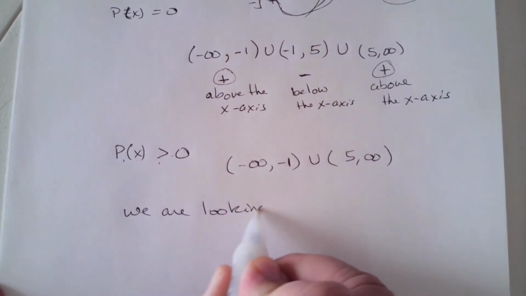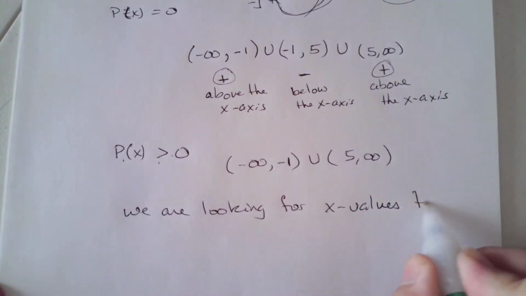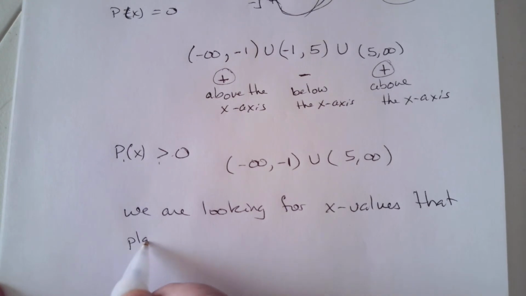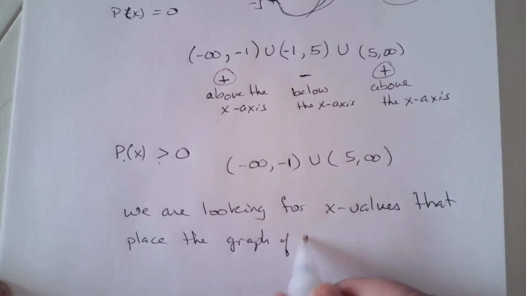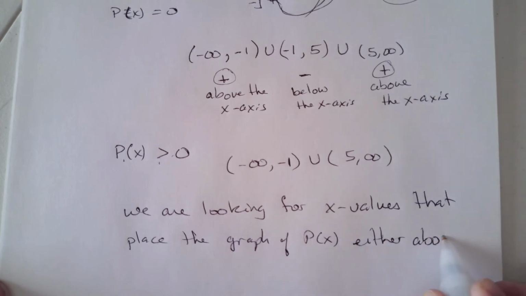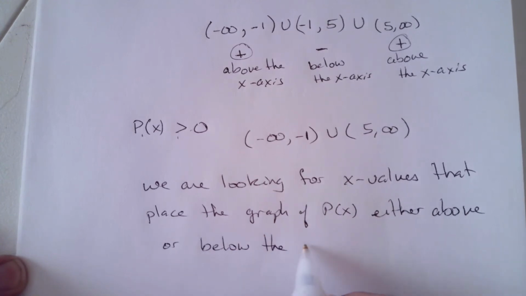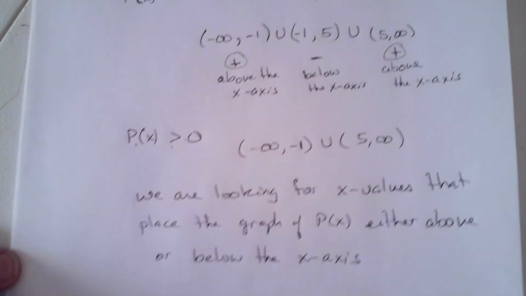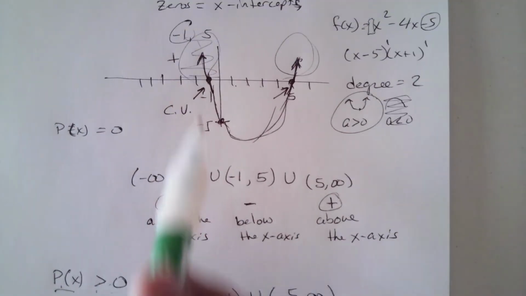We are looking for x values that place the graph of the polynomial either above or below the x-axis. So since this one, the polynomial is greater than 0, I only want above 0.